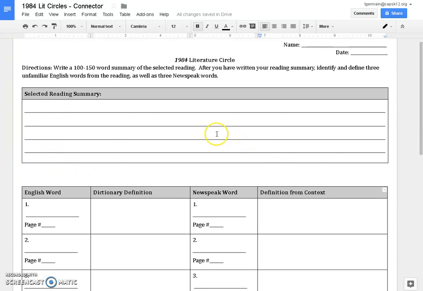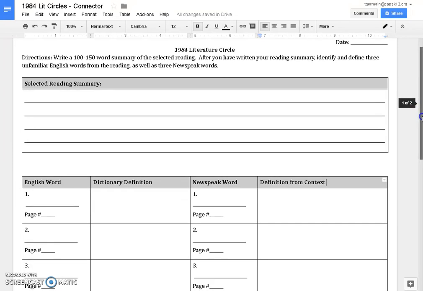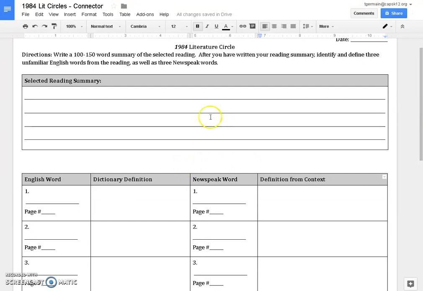Up here for the summary, this is a 100 to 150 word summary of Book 2. So read Book 2, and write a summary of what happens in it. It's basically like your SparkNotes version. It's just for me to see some understanding of what you read, based on the summary that you come up with. Everybody is doing this job right here. Everybody's doing a summary. Everybody's doing vocabulary. The back side of your sheet is where things start to get a little bit different.